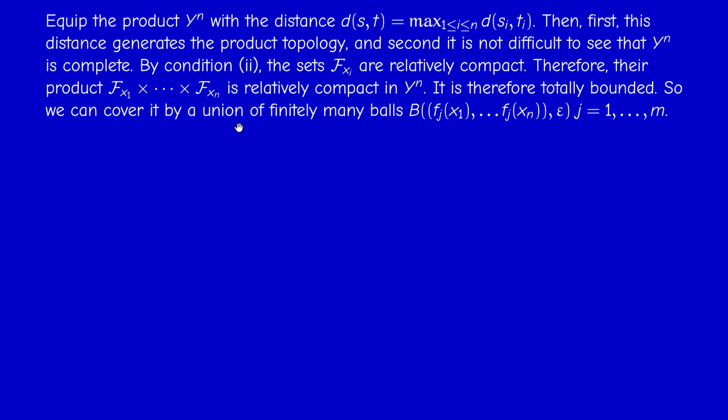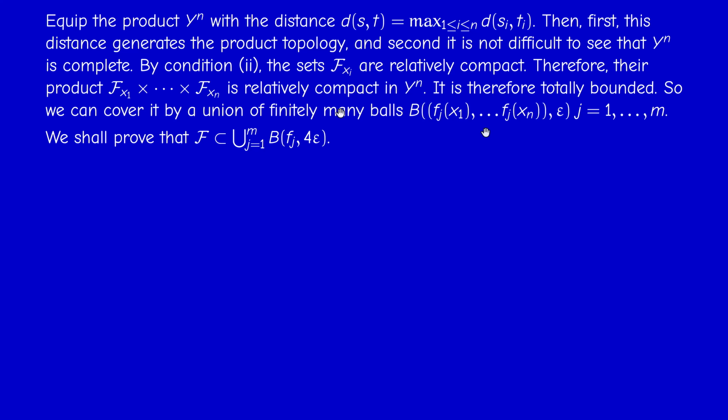Therefore, it's totally bounded. Therefore, we can cover this product, f(x1), etc., f(xn), by finitely many balls. Of course, a point in this product is an n-tuple. So we can cover this product by a union of balls of center fj(x1), etc., fj(xn), and radius epsilon.